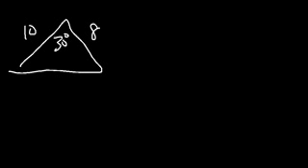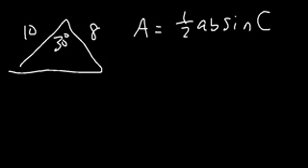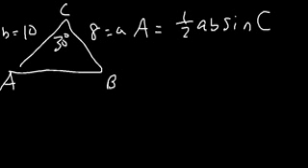But now let's say you don't have a right triangle. Let's say you have two sides and the included angle. How do you find the area? You want to use this equation: area is 1/2 ab sine of C. So if this is angle C, this is angle A, that's angle B, 8 is side A, side B is 10.